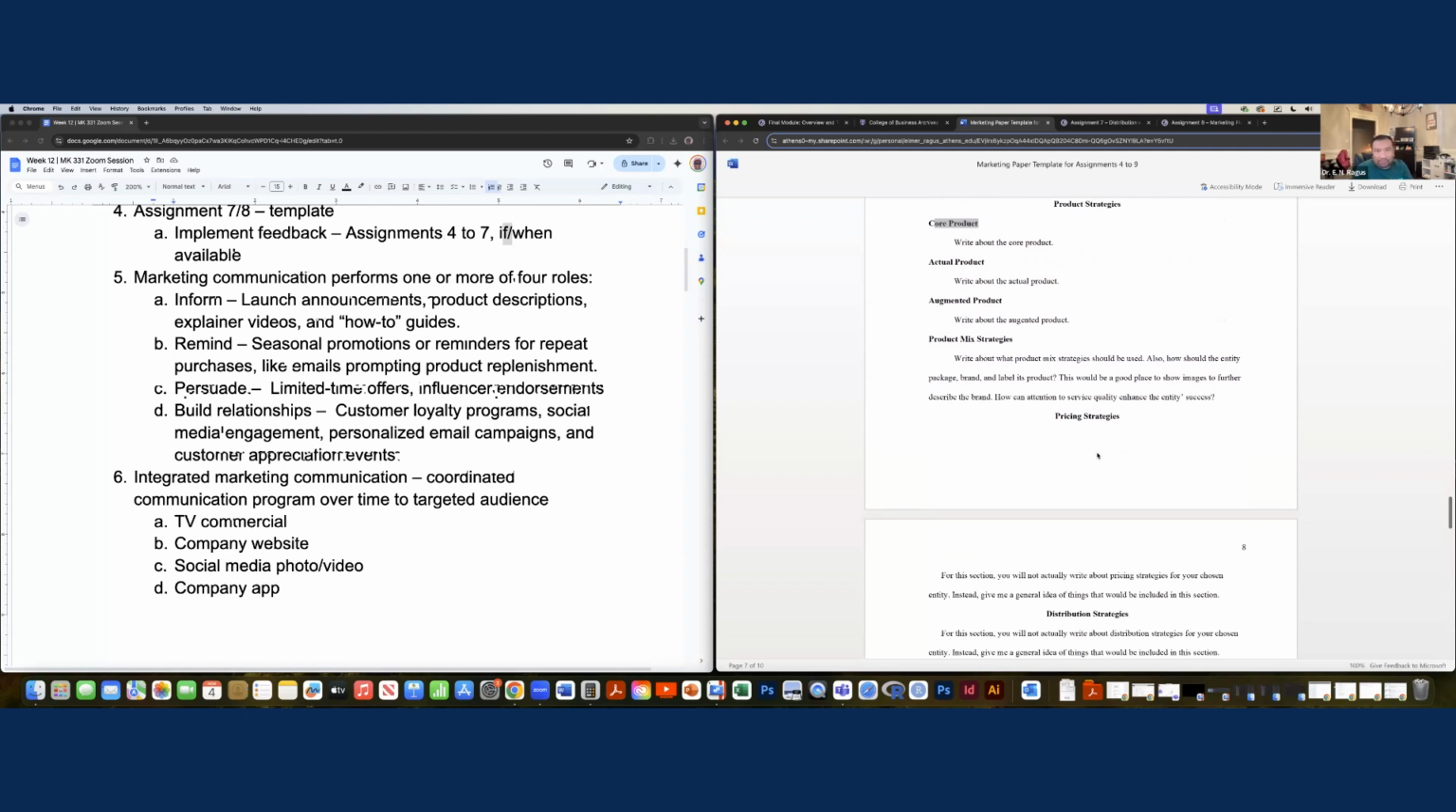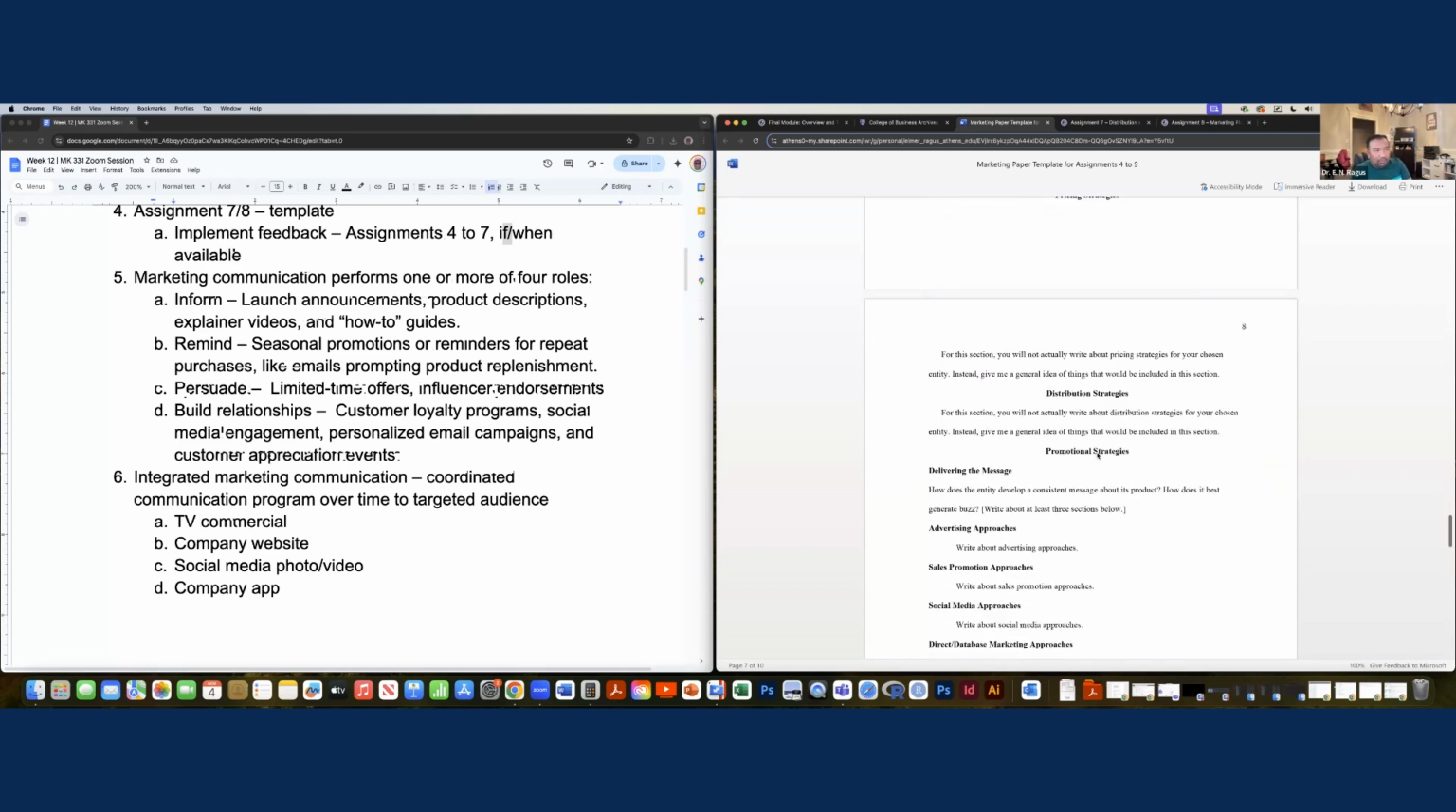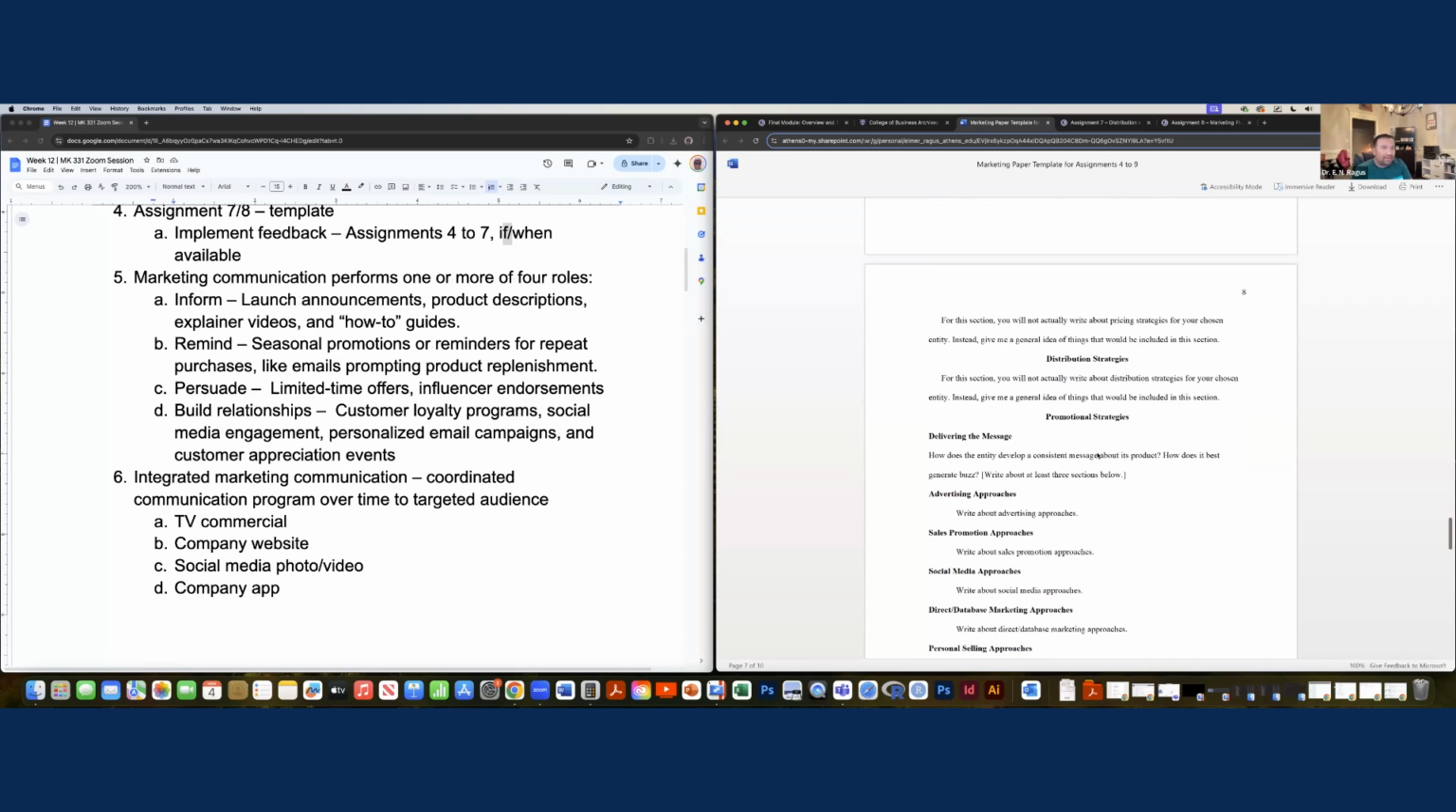So if it's cheap, well, maybe that's what you're going for, everyday low price, right? Like Walmart, right? Or maybe you're going for luxury. And then that brings us to what we talked about last week, distribution strategies. So this is the place part of the marketing mix.